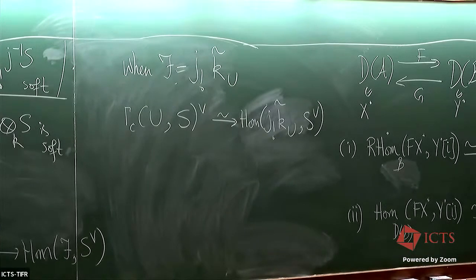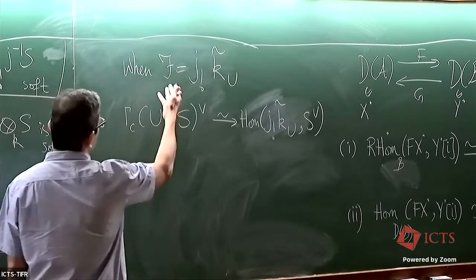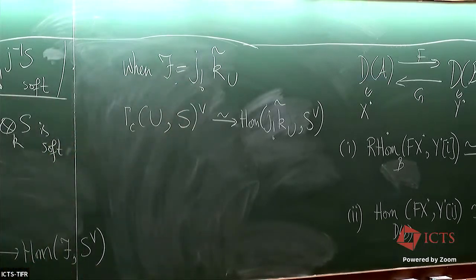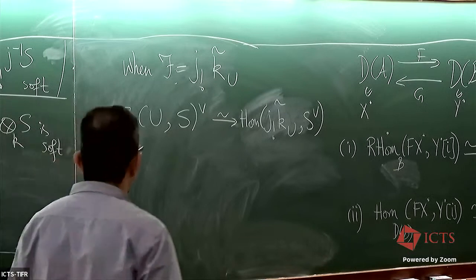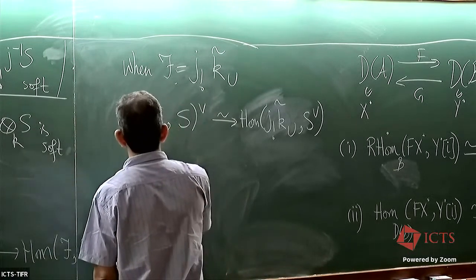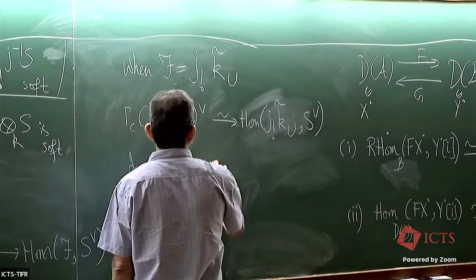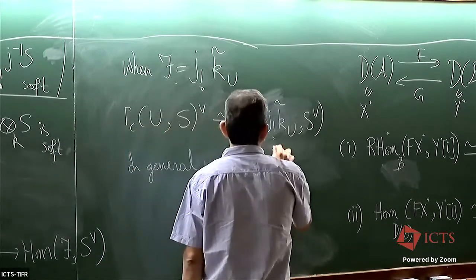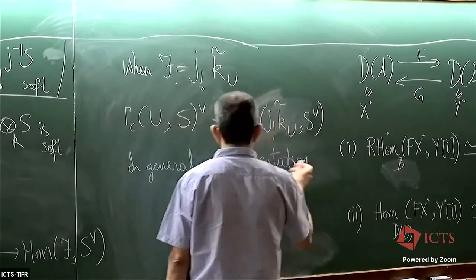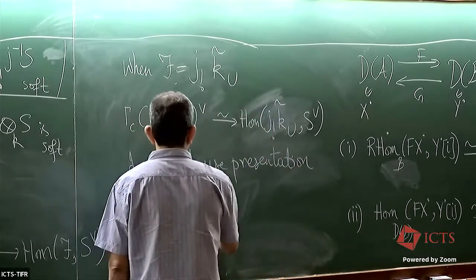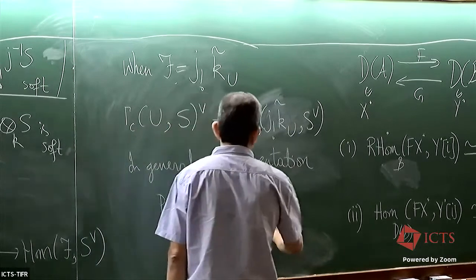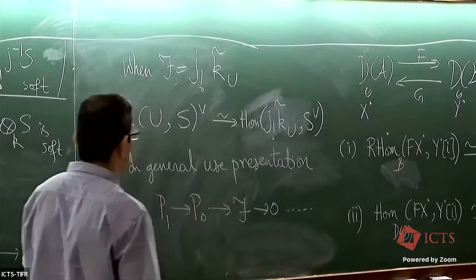And so once you set up this natural map, then you can check that this is an isomorphism for F of a special kind. And then you use some kind of five lemma, because again, you can write down a two-step presentation of F by such sheaves. And for such sheaves, one can check that this is an isomorphism. So you can prove it for F. Not five lemma, but whatever, some similar lemma. And then just apply this.